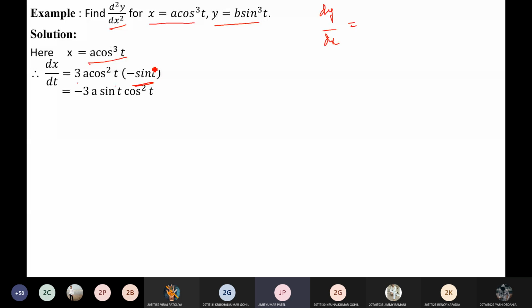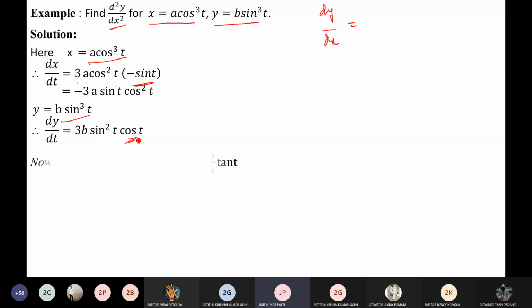Now next step, this is only multiplication of these two terms. Then y is equal to b sin cube t. Again we are using chain rule, so dy by dt is equal to 3b sin square t and the derivative of sin t becomes cos t.